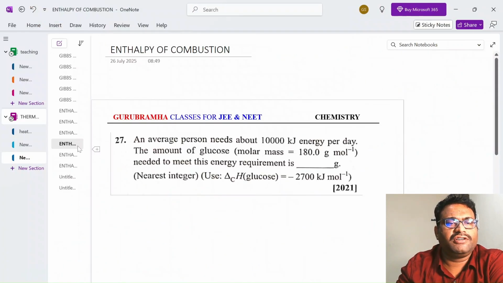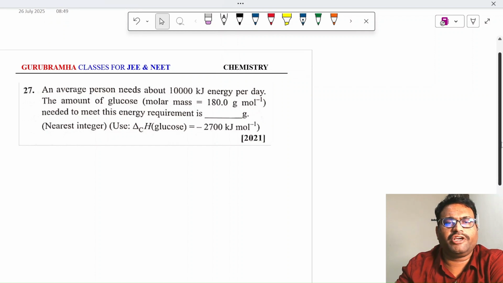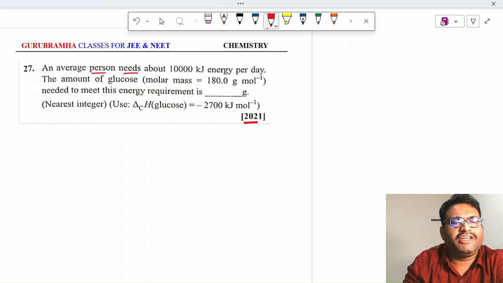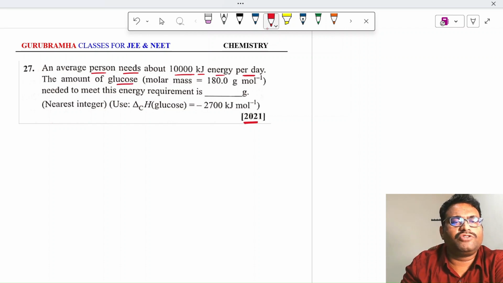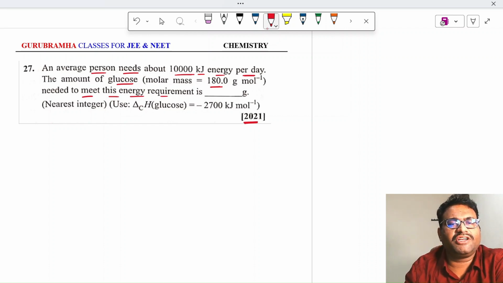Next, let us see the next question. Question asked in 2020. An average person needs 10,000 kilojoules energy per day. The amount of glucose, molar mass 180 grams per mole, needed to meet this energy requirement. So an average person per day, how much energy does he need? He needs 10,000 kilojoules energy.